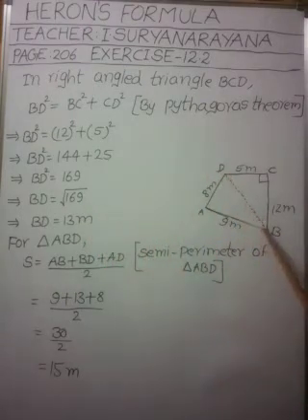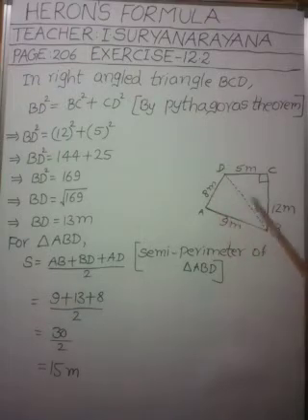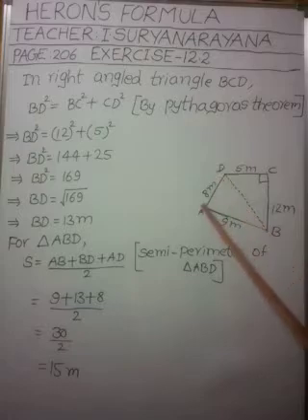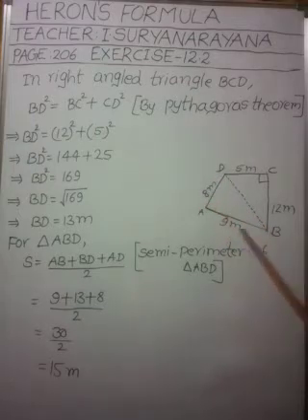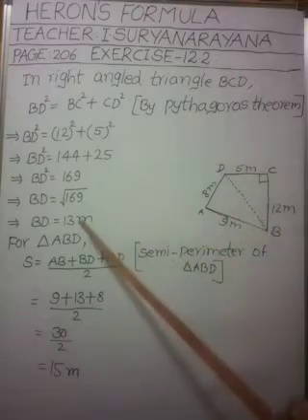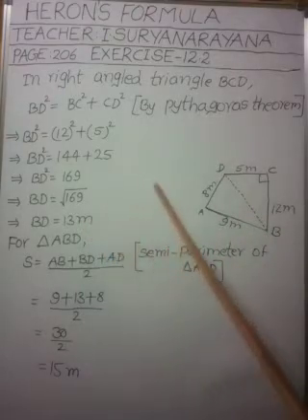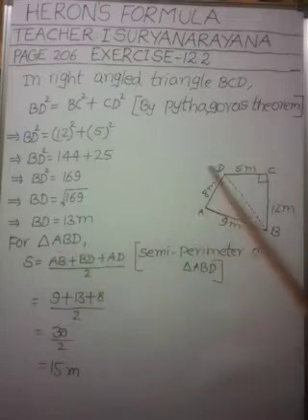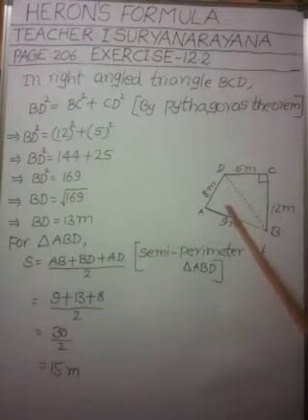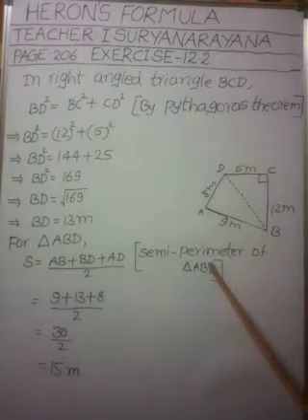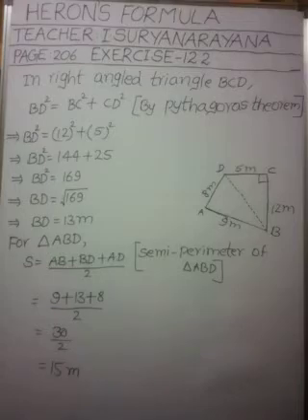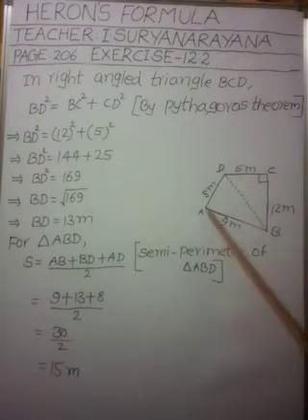So we got the length of the line segment BD. In this triangle ABD, we have already got AD 8 meters, AB 9 meters, and we found BD length as 13 meters. Understood this point, my children? So for this triangle ABD, we can now find the area of triangle ABD by using Heron's formula. When you know the measurements of the three sides, then we can use Heron's formula to find the area of the triangle.